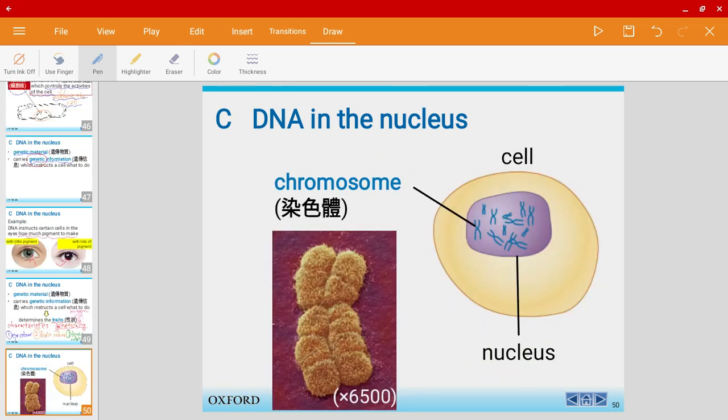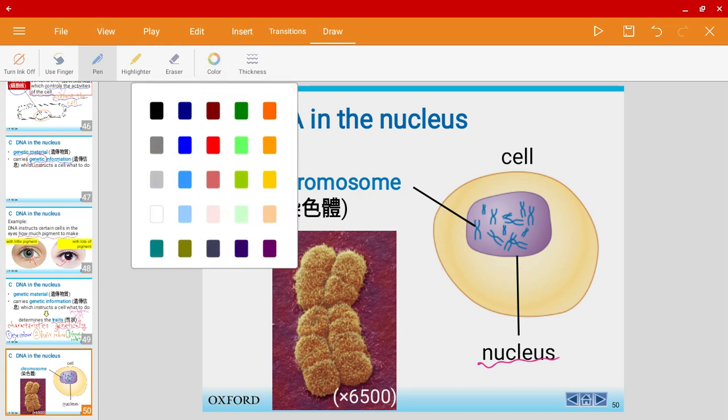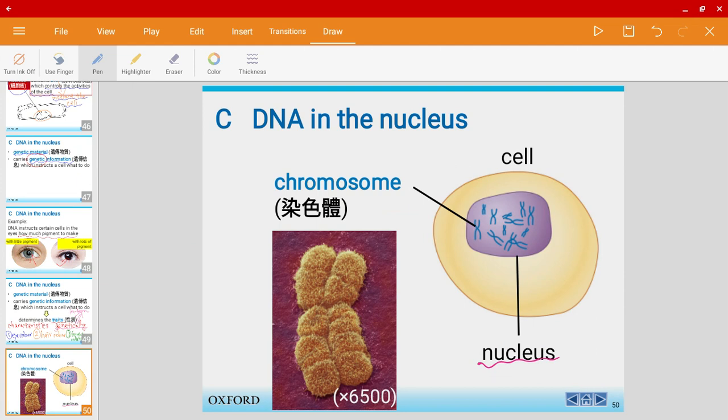So let's have a look at where the DNA is. Before that, let's look at the cell. Inside the cell, we have the nucleus. And inside the nucleus, we find this very interesting structure, and we call it the chromosome. I repeat, chromosome. The chromosome has an X-like shape.